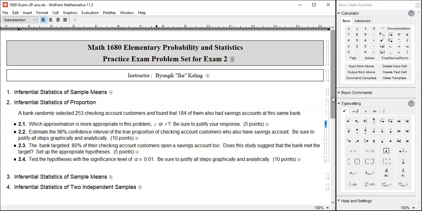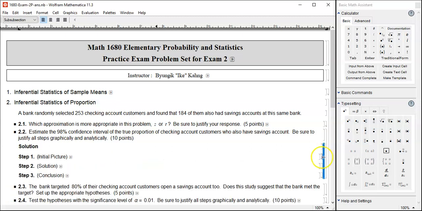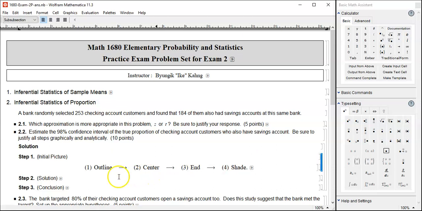Okay, that was easy. Now let's go to the confidence interval problem. We want a 98% confidence interval. So here's the initial picture. Outline, center, end, and shade.